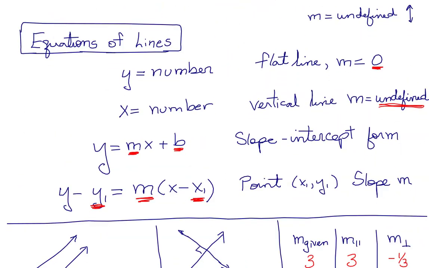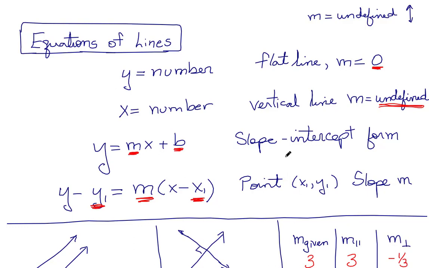In terms of equations of lines, we have a couple of different lines. First one is y equals a number. No variables, just a number. This is a flat line, and its slope is 0. If we have x equals a number, there's no y in it, there's just x and the number, then we're talking about a vertical line, and the slope is undefined.